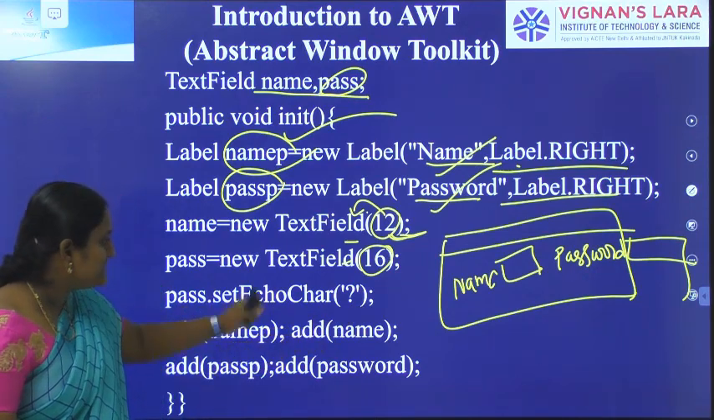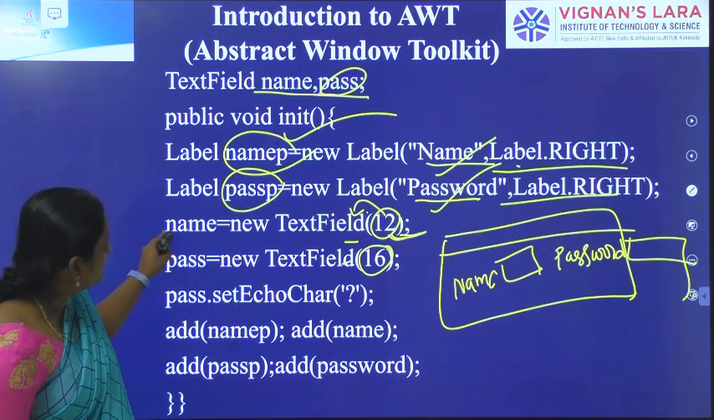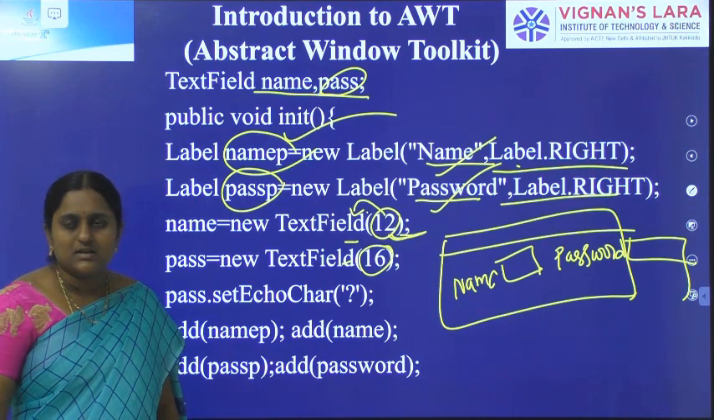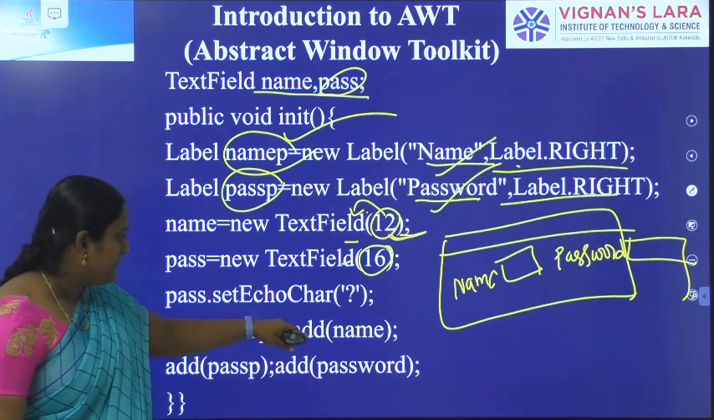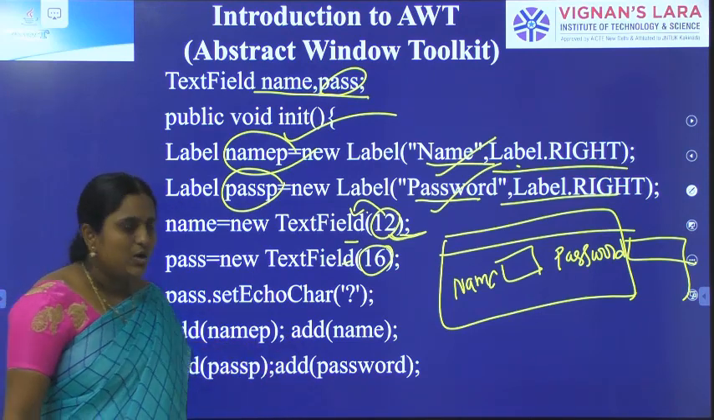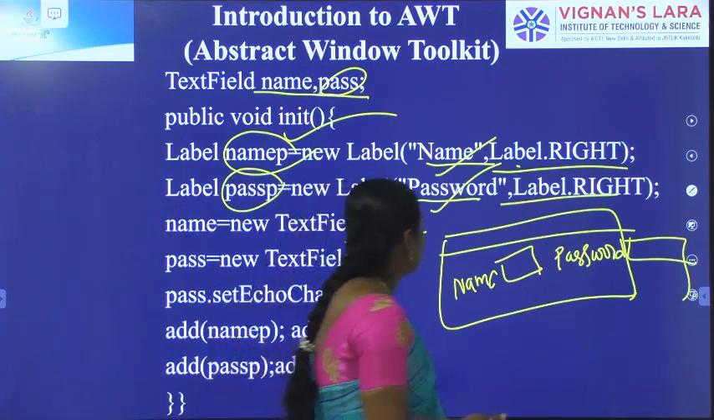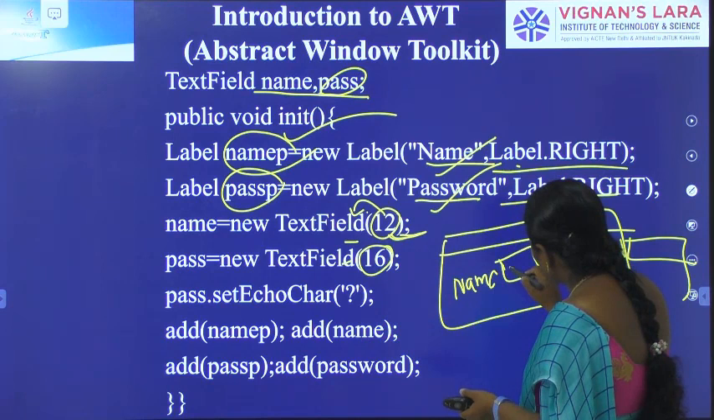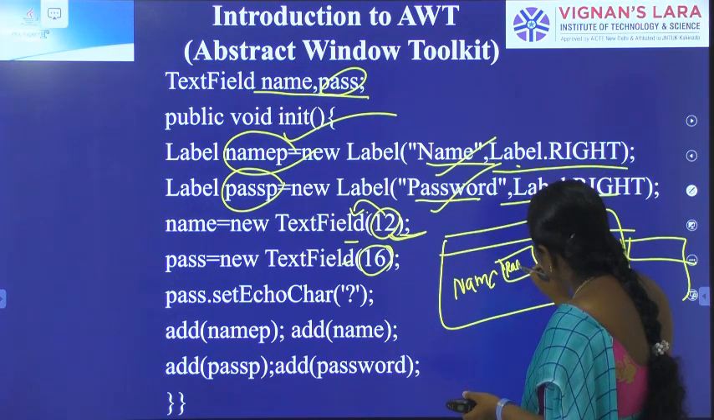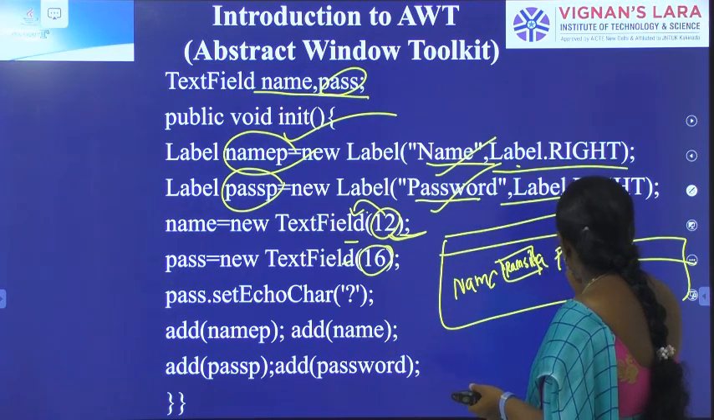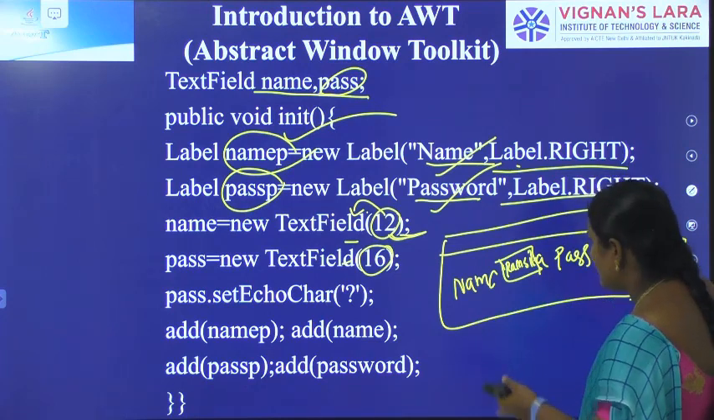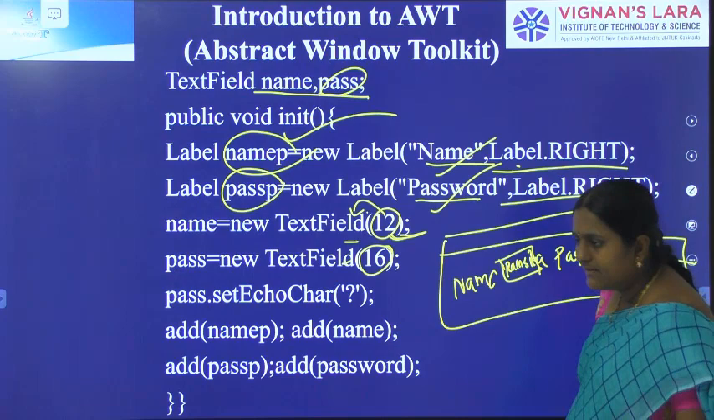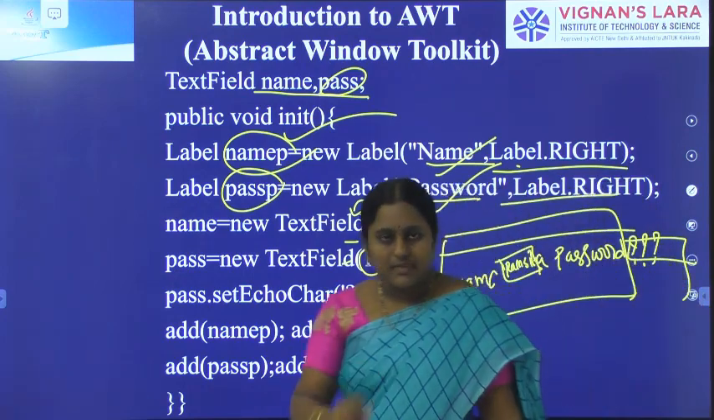So let's add these labels and text fields into the container. Add the text fields and labels into the container: add name, add pass, add password. After that, we can type any name, like Ram or Sita, and the password. Whenever we enter characters in the password, it will display them as question marks.